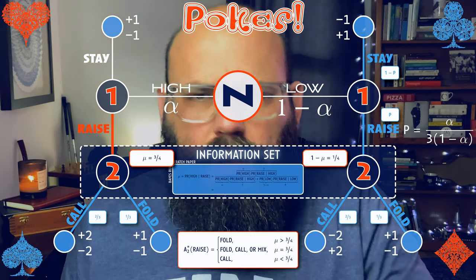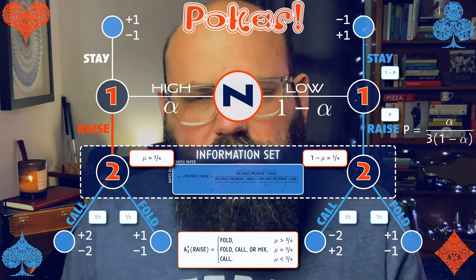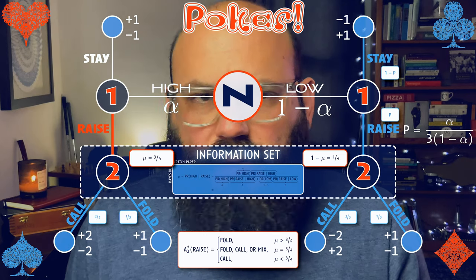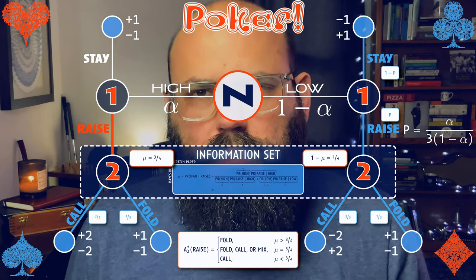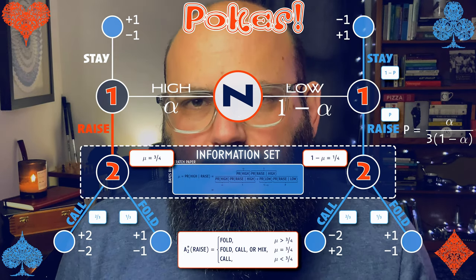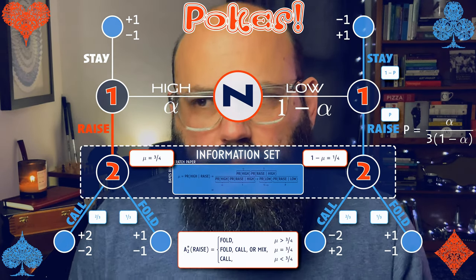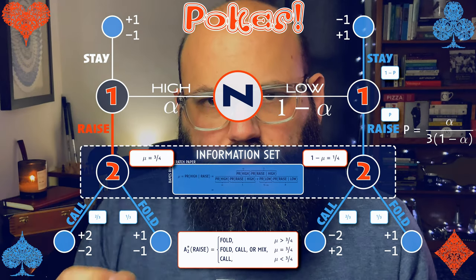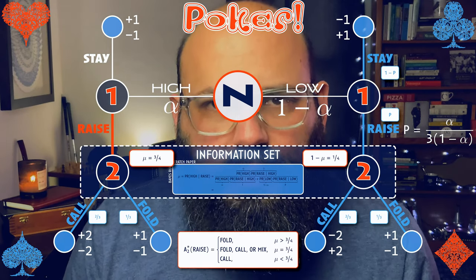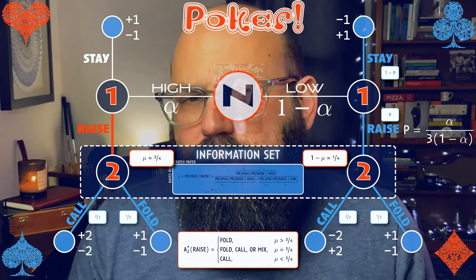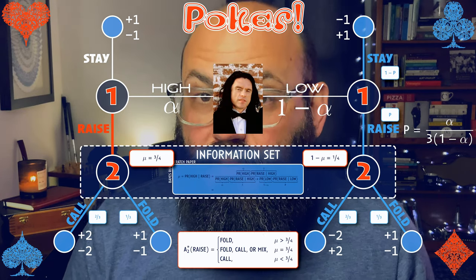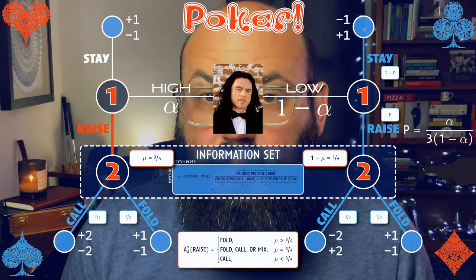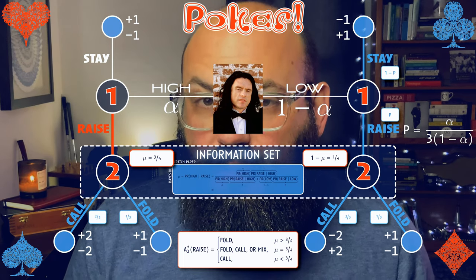And vice versa. Notice that this mixing probability that we just found is guaranteed to be strictly greater than 0 because alpha is strictly greater than 0. Everything in this is strictly greater than 0, so that all turns out just fine. So the probability of raising is strictly greater than 0, and it's strictly less than 1 so long as alpha is strictly less than 3/4. So a necessary condition for an equilibrium of this type is that alpha is strictly less than 3/4.